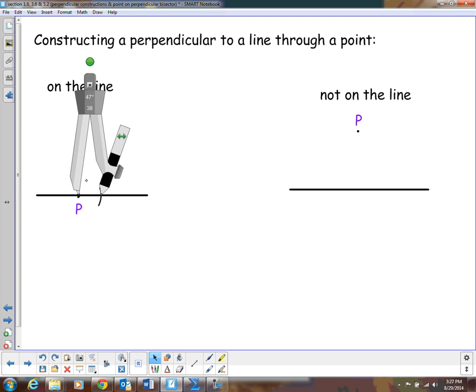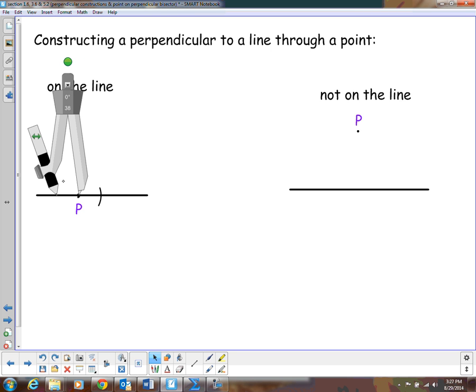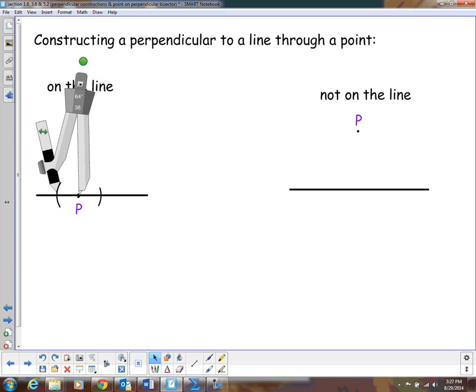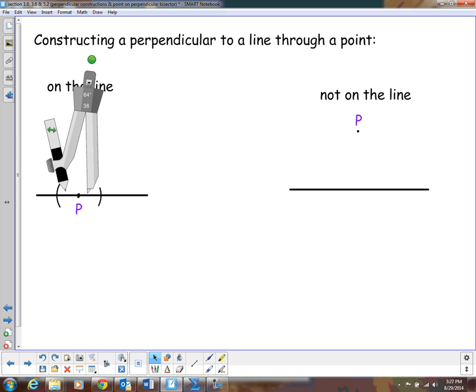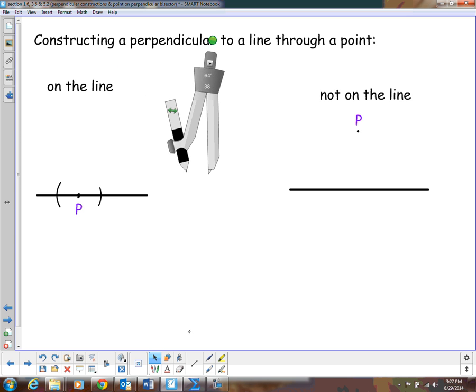And now what you're going to do is leave this opening the same, then turn your compass and make an arc on the other side. Okay? So what we have done now is we've got 2 points of intersection, one here and one here.